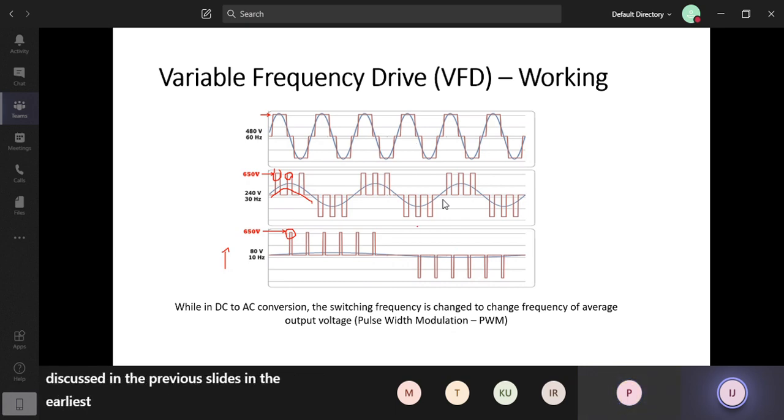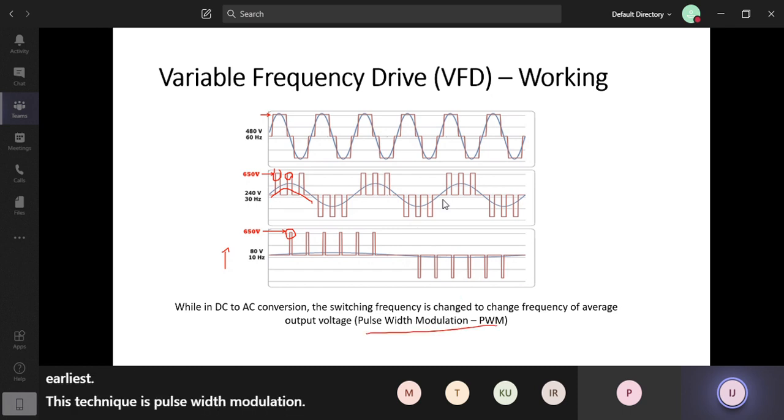Okay, so we call this technique pulse width modulation. Because here, by changing the width of these pulses, we are changing the frequency of the average voltage. When we increase the pulse width, the average voltage frequency is increasing. That's why we call it pulse width modulation.